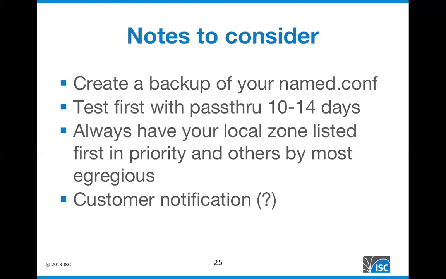When you're adding a new zone or just starting out with RPZ from scratch, I would say test 10 to 14 days. In some cases, if you're a large corporate infrastructure, you may want to go for maybe 3 weeks, but usually 10 to 14 days is where you're going to see most of what's going to happen on your system. That'll be a good indicator for you. And then finally, the local zone should always be listed first in your priority.